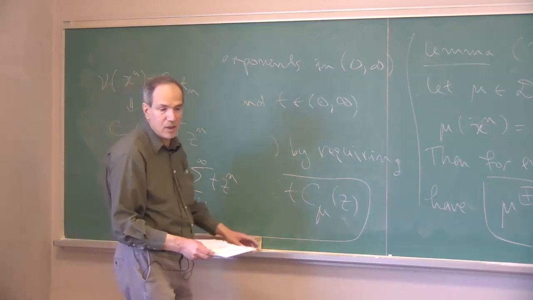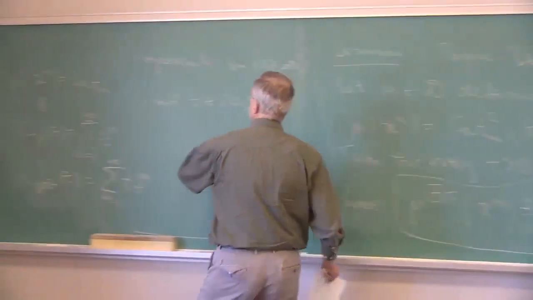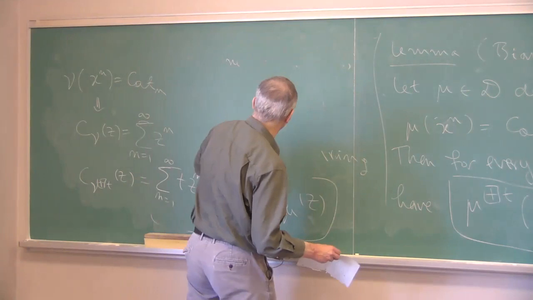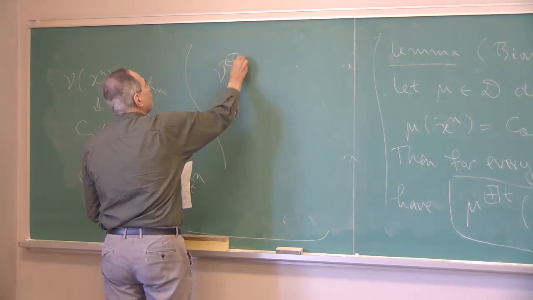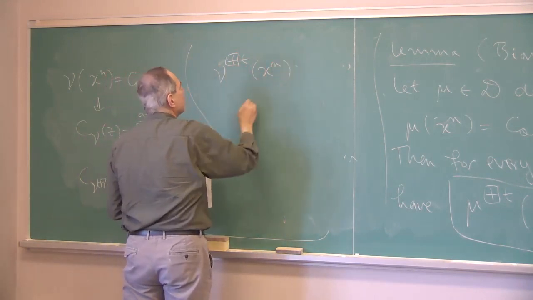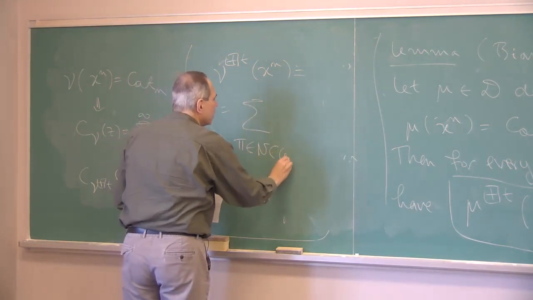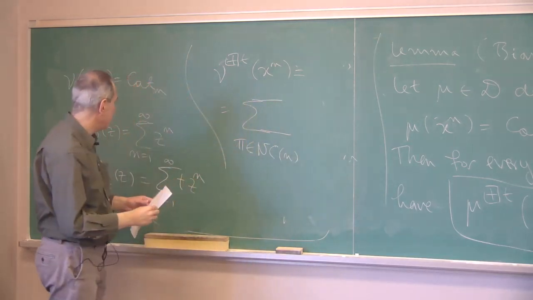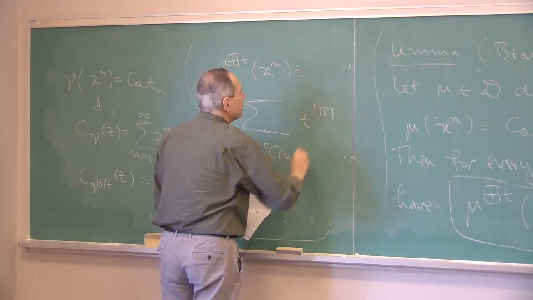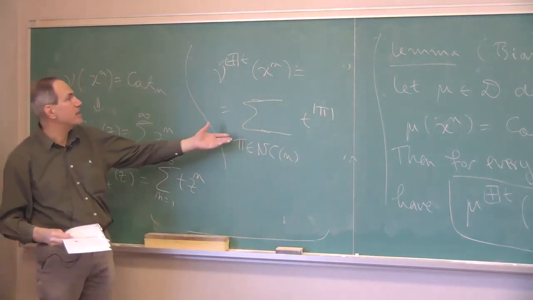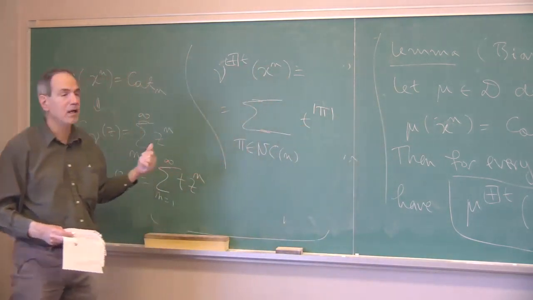And now when you write the moment-cumulant formula for this, if I write nu to the power box plus t of x to the n, this is a single summation over pi in NC of n, and I must do a product over the blocks of pi. I get this. So this is the answer if instead of Catalan square I'm doing Catalan.